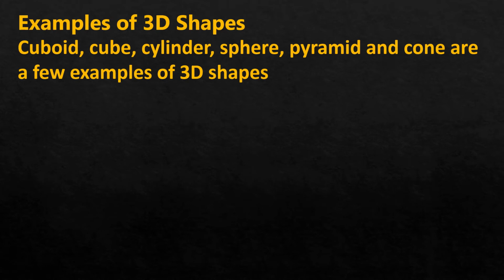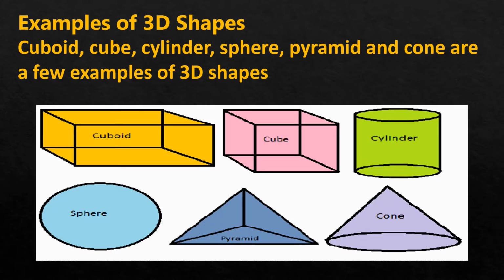So, see here examples of 3D shapes. Here: cuboid, cube, cylinder, sphere, pyramid, cone. These all are examples of three-dimensional objects.